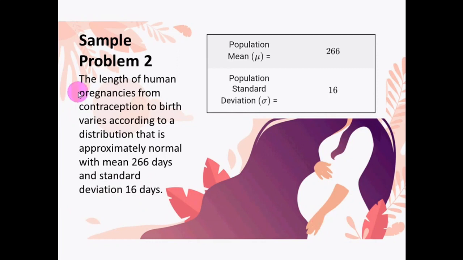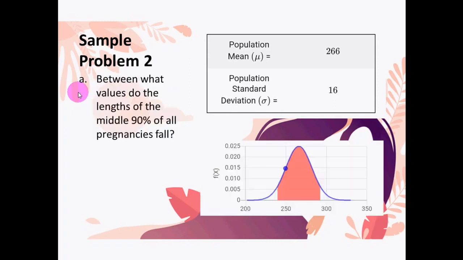Okay, we have here another problem. The length of human pregnancies from contraception to birth varies according to a distribution that is approximately normal with mean 266 days and standard deviation of 16 days. Now we have the first question. Between what values did the lengths of the middle 90% of all pregnancies fall? So, anong values daw? Say what values A and B wherein 90% of all pregnancies fall between these two values.